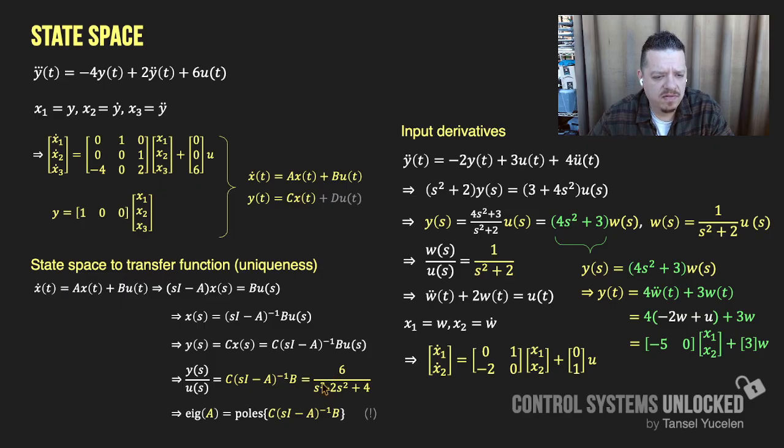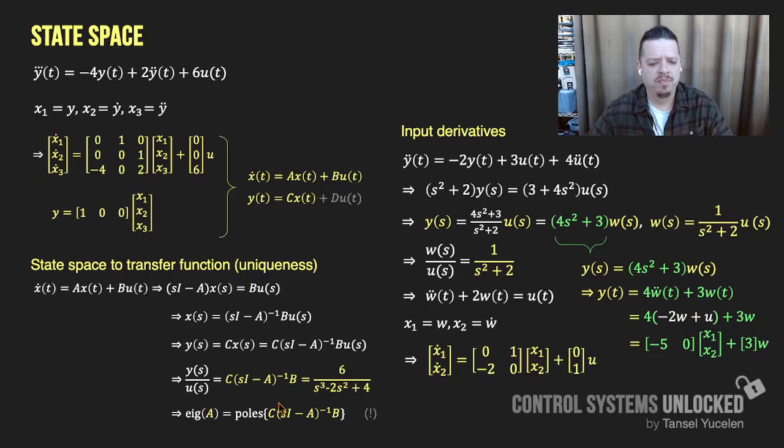Or if you have a transfer function, you can also write the state space formulation. All you need to do is use this and this: y multiplied by the denominator equals u multiplied by 6. And once you get y multiplied by the denominator, you have y triple dot, which is this guy, minus 2 s to the power of 2 multiplied by y, which is this guy.